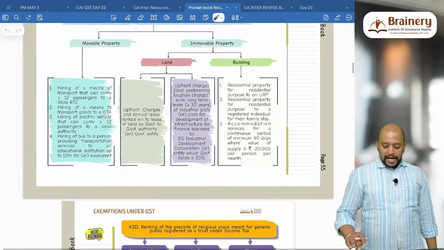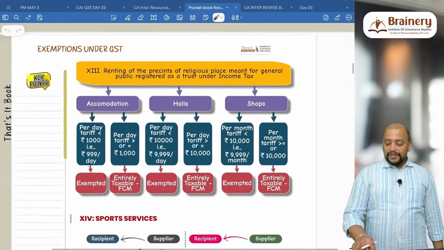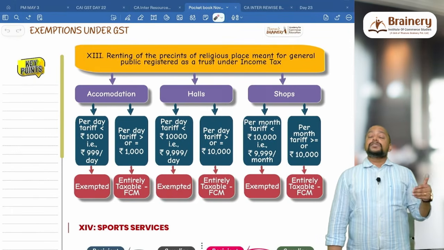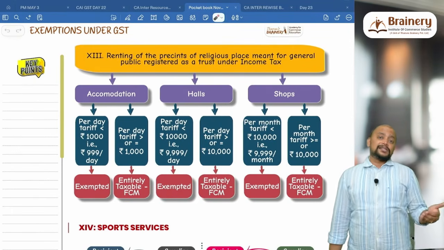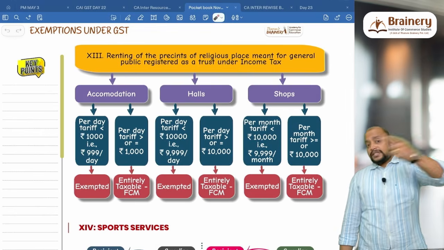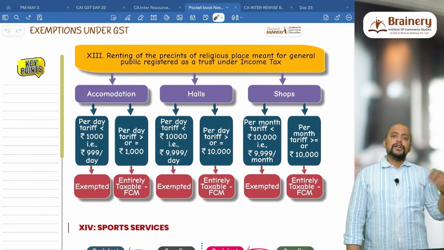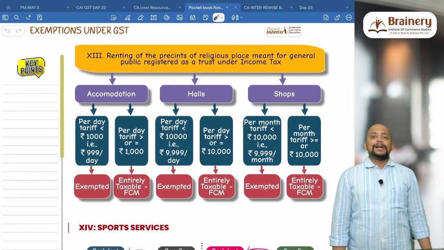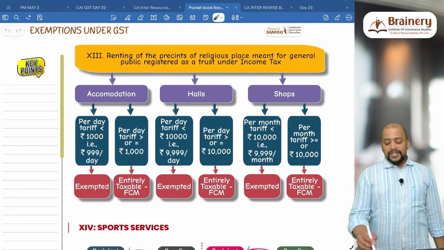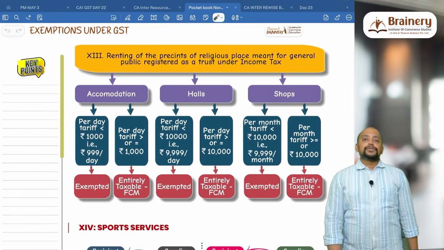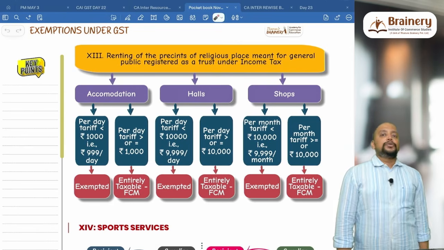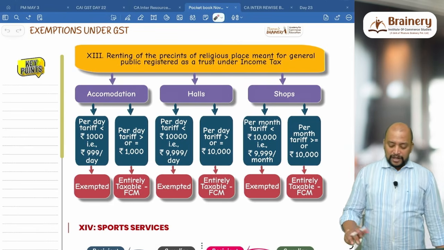Then next we have renting of precincts of a religious place. There is a religious place meant for general public, which is registered as a trust, either charitable trust or a religious trust, and the precincts are given on rent. For what purpose? Accommodation. If the charges are up to 999 per day, it is exempted. If it is for hall, then up to 9,999 per day, it is exempted. If it is for shop, up to 9,999 per month, then it will be exempted.